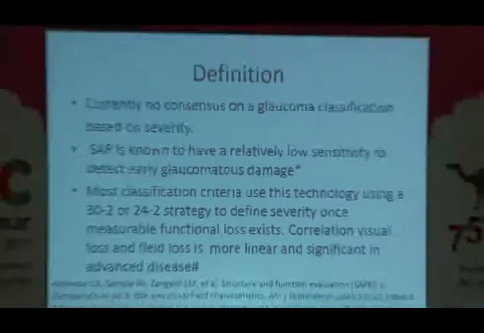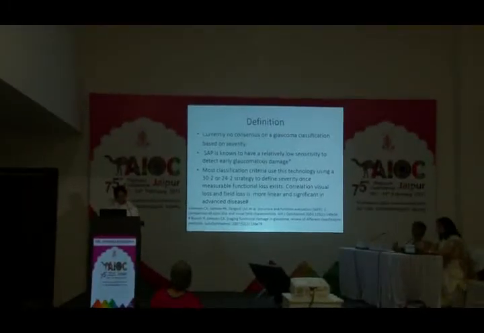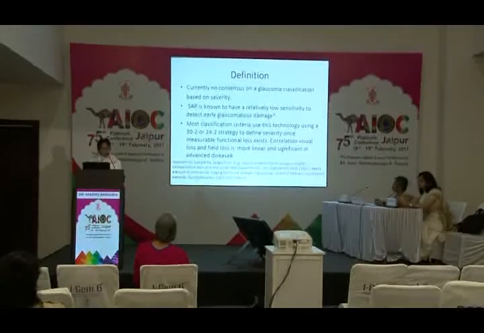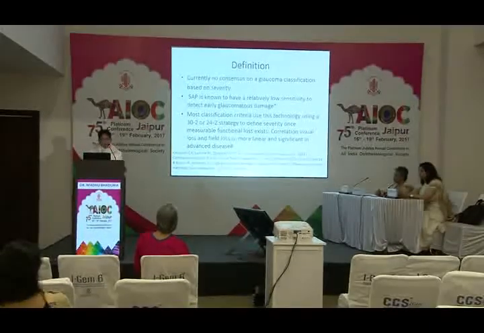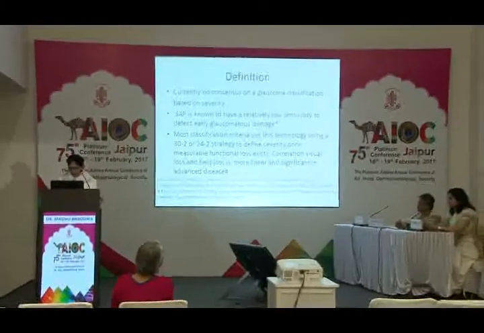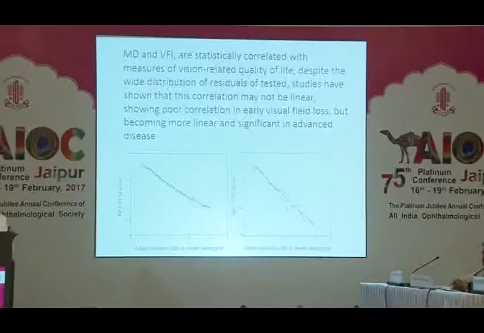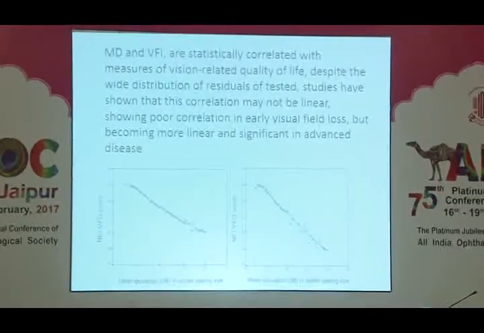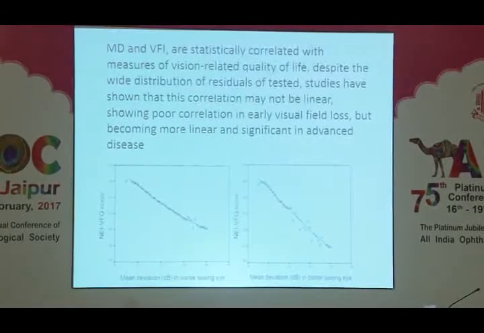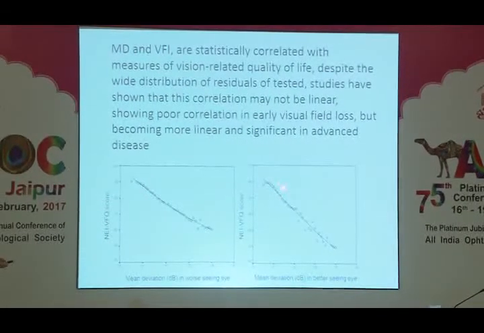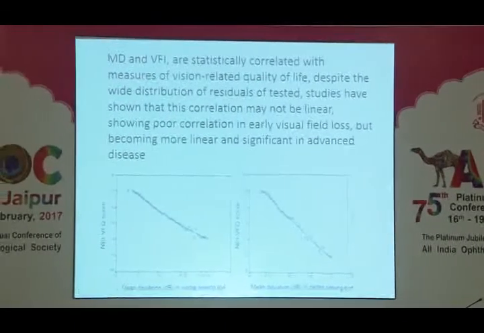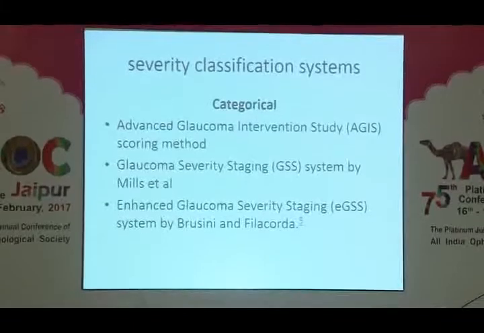In fast definitions, out of all the tests which are done, SAP, automated perimetry, is the only test which is useful in advanced glaucomas. That too, the standard strategies 30-2, 24-2 are not very valuable. But if you look at this chart, in advanced glaucoma, SAP and the quality of life or visual functions are so close to each other, whereas it's not so in early glaucomas. So the field is almost a sheet anchor in the end when we are dealing with advanced glaucomas.